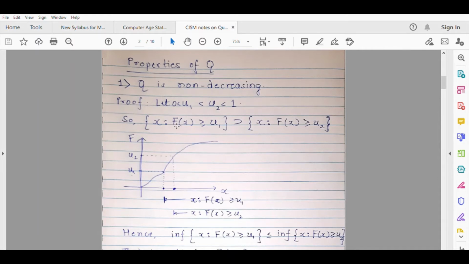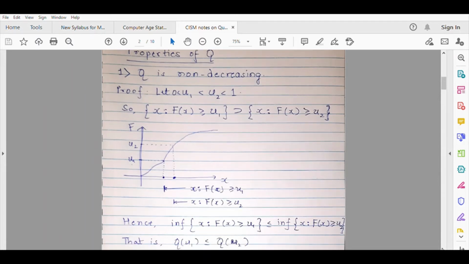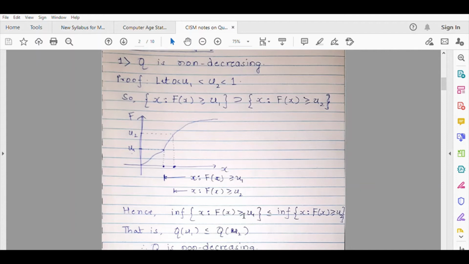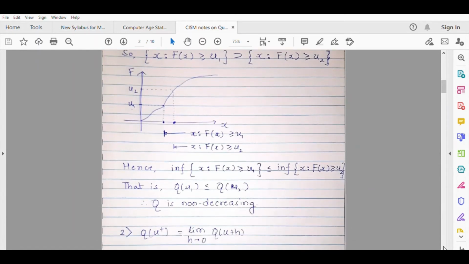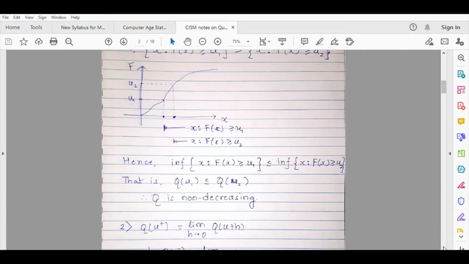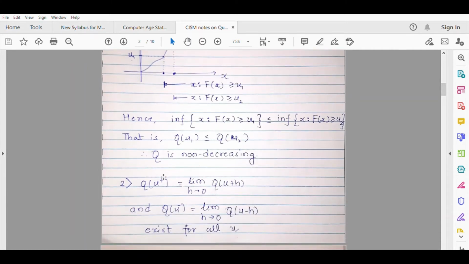So when you take the infimum of both the sets, the larger set will have the smaller or equal infimum, and so the infimum of x such that F(x) is greater than or equal to U1 is smaller than or equal to the infimum of the other set. But this is nothing but Q(U1). So Q(U1) will be less than or equal to Q(U2), and so Q is a non-decreasing function. Similarly, one can prove that the right hand limit of Q is Q(u), and Q(u+) and Q(u-), the left hand limits, exist for every u.